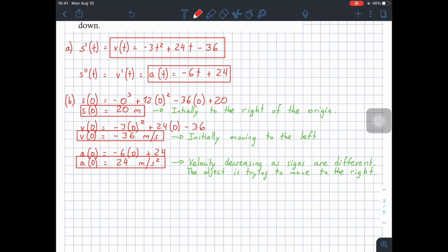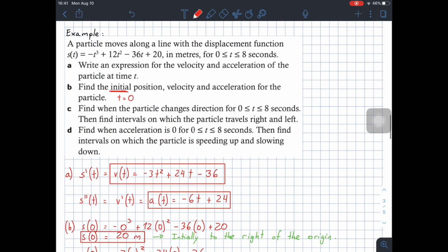Part C, which says the following. Find when the particle changes direction for 0 to 8 seconds. Then find intervals on which the particle travels right and left. Okay, so here we have two clue words. Changing direction. If you remember from last class, changing direction occurs when the velocity of the object is 0, right? We're going to call this a critical point.